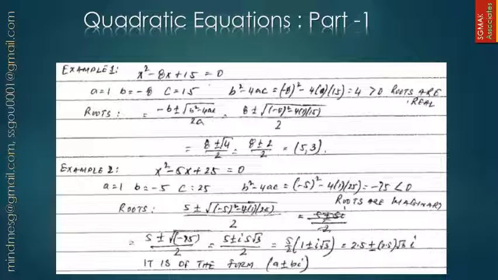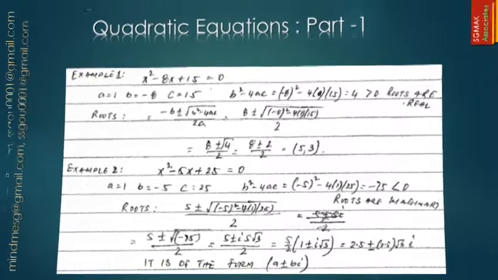i squared is minus 1. The square root of a negative number has no physical significance, but mathematically that's how we represent it. The square root of minus 1 is replaced by i, and we use that to express the roots in the form a plus minus bi. Let's move on.